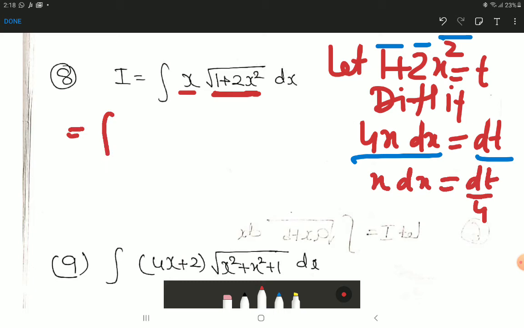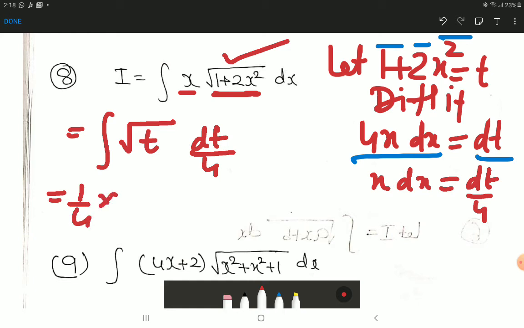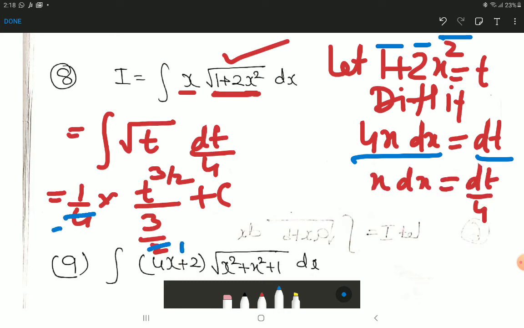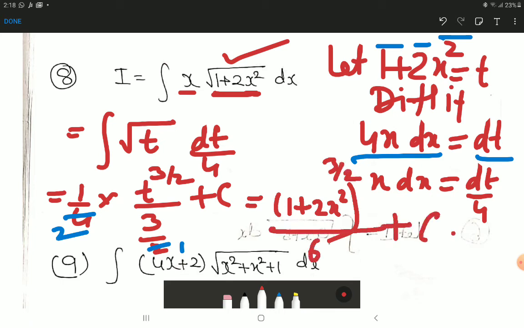Let us feed it here. I am starting from here. Root t, and x dx is dt by 4. So 1 by 4 is constant, keep it out. And integration of t raised to power half will be t raised to power half plus 1, that is 3 by 2, upon 3 by 2, plus c. You can do some cancellations. 2 1s are 2, 2 2s are 4. So it is t raised to power 3 by 2 upon 6 plus c. And value of t is 1 plus 2x square. So it will become 1 plus 2x square whole power 3 by 2, and whole upon 6 plus c.